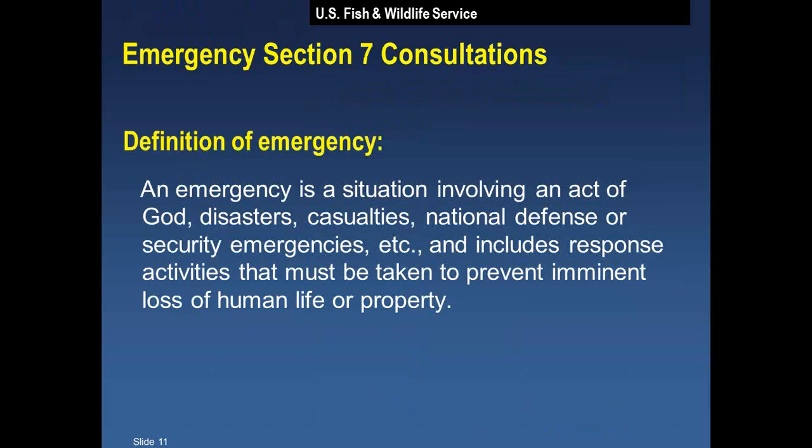So the definition of an emergency. An emergency is a situation involving an act of God, disasters, casualties, national defense, or security emergencies, and includes response activities that must be taken to prevent imminent loss of human life or property. So the key word there is response activities. That's what we would be consulting on with an emergency consultation. So an emergency is not, uh-oh, I forgot to do my Section 7 consultation, and we're going to construction next week.